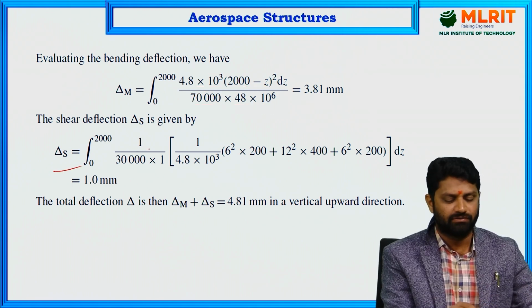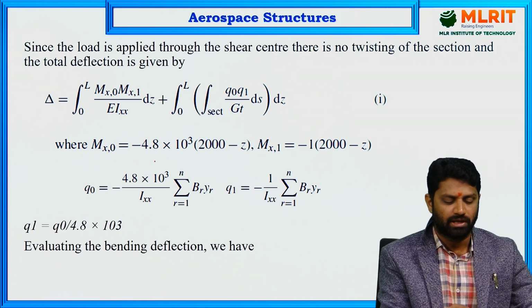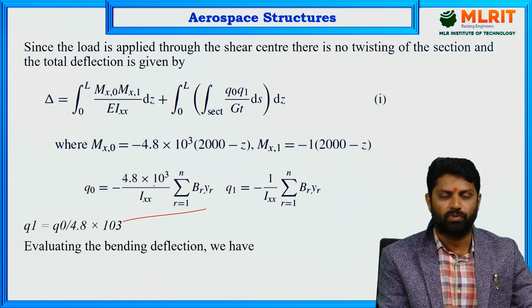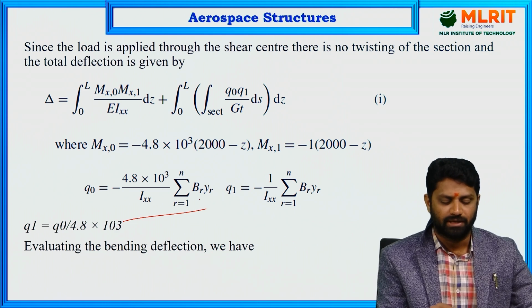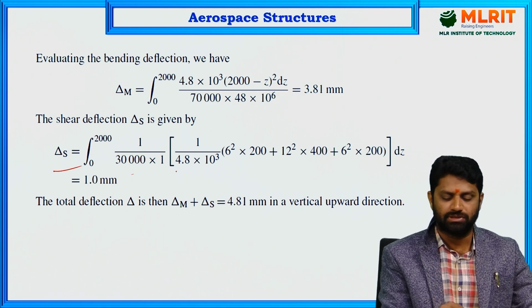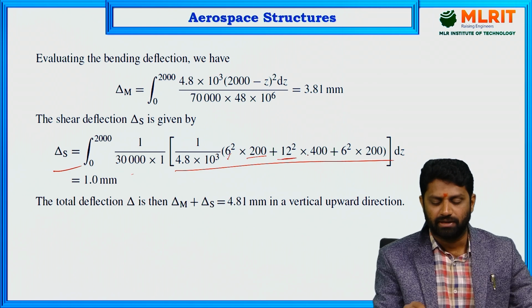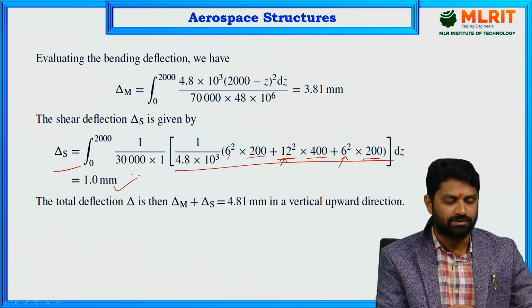Now for the shear deflection, 1 by Gt, and then you can substitute for Ixx, and multiply by the shear flow. You multiply these two equations, that is minus 4.8 into 10 power 3 divided by Ixx summation r equals 1 to n of Br yr, and minus 1 by Ixx summation r equals 1 to n of Br yr, that you can substitute here. Then you are going to get q12 square, that is 6 square into 200 mm, and 12 square into 400 mm, that is q23, and then 6 square into 200, that is q34. So the perpendicular distance you can consider, and then you are going to get the shear deflection as 1 mm.